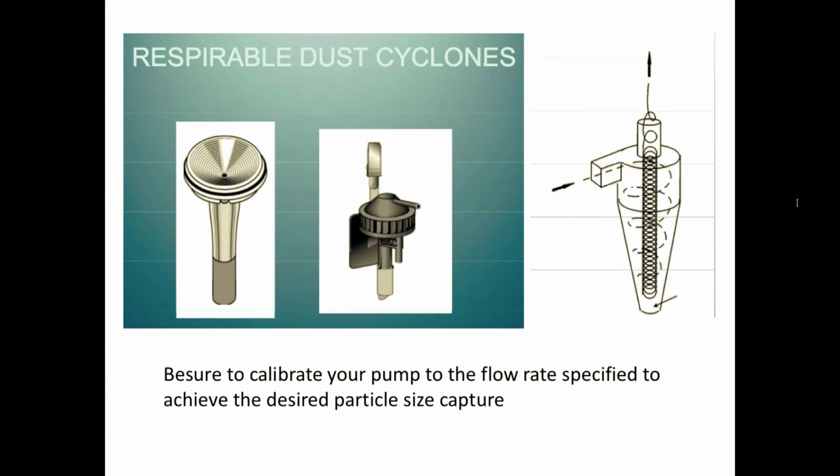Okay. So now we've got another headache, and that is, what if we don't want total particulates? We only want respirable particulates. Well, now we need some sort of device that's going to separate particles into sizes that we want to capture and particles that we don't want to capture. The simplest of those devices is called a cyclone.